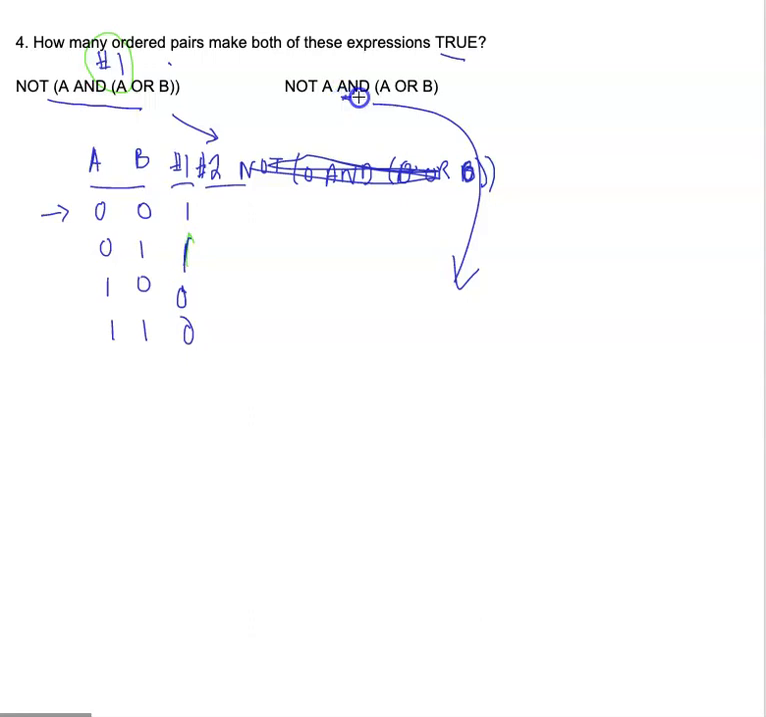Because of this AND that executes after the parentheses, the only way that all of this would be false is if A is true. Because if A is true, the not of a true is a false, and false times anything is false, which actually eliminates that as a possible ordered pair. So in other words, if A is a 1, it is not possible to have a true.